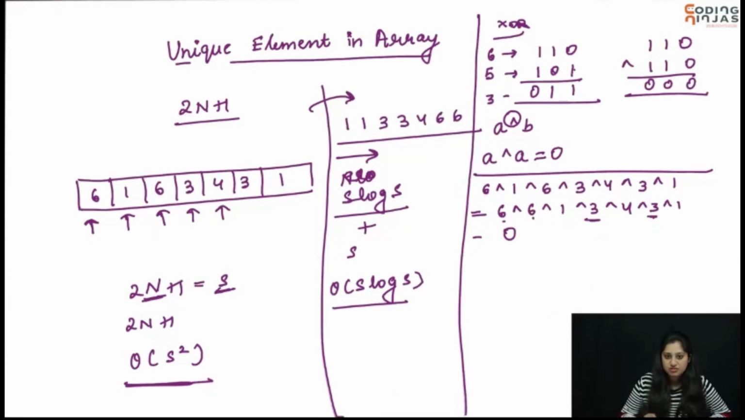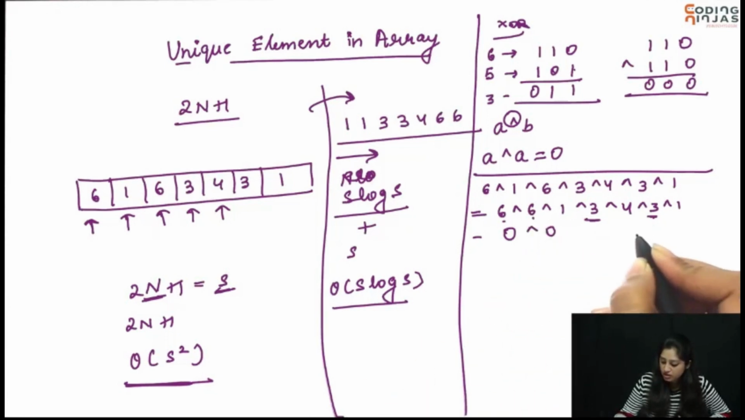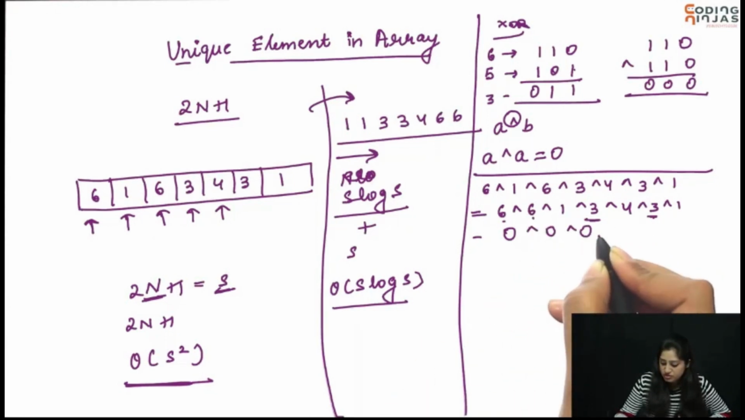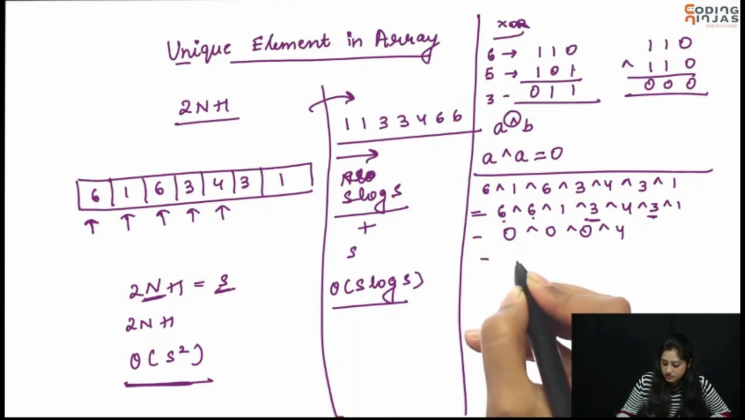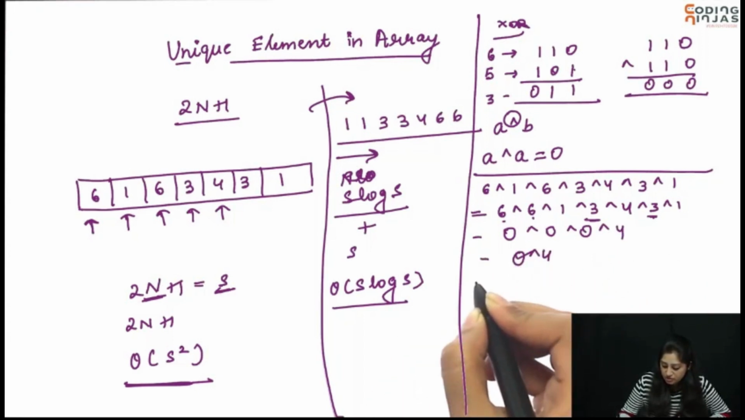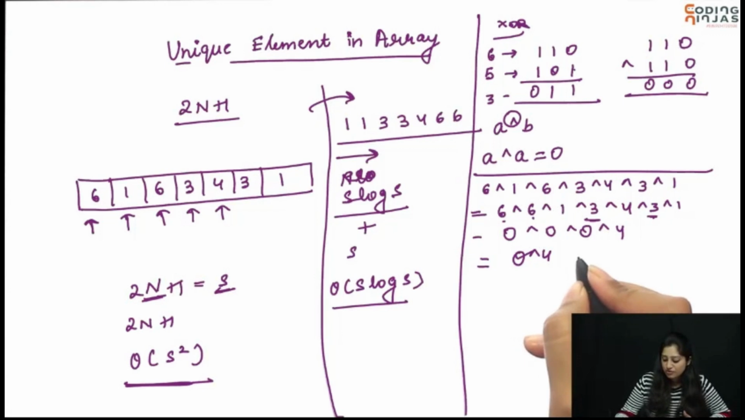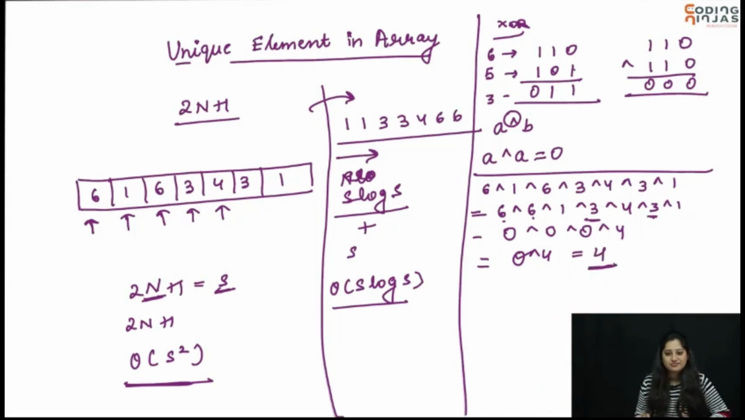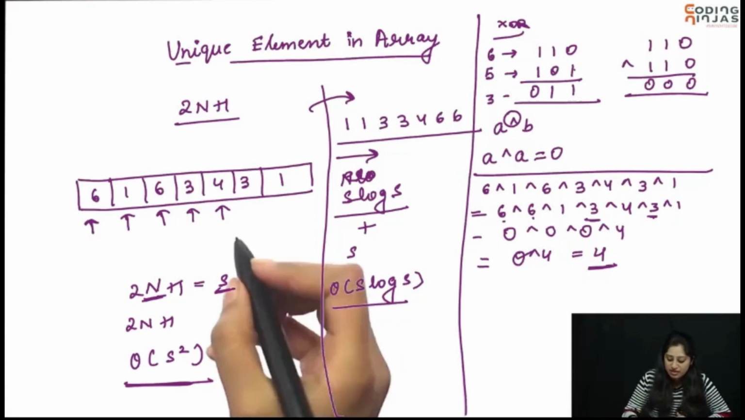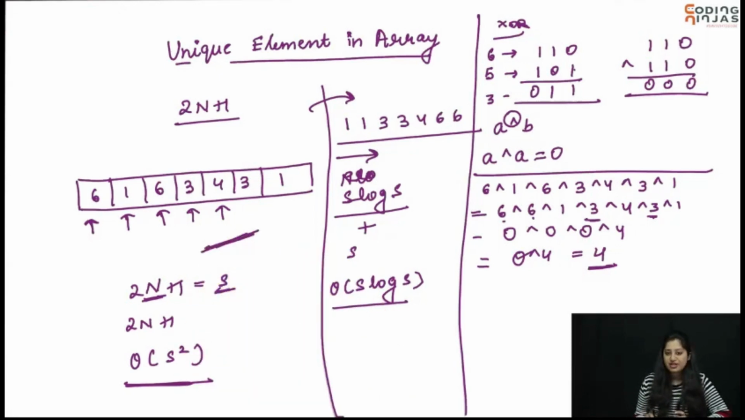And there will be 4. So ultimately we will be calculating 0 XOR 4, and 0 XOR 4 is 4. So the answer will be the unique element. We can use XOR here. That means if you calculate XOR of all the elements in the array, the remaining number that you will get will be the unique number. So you can do that.